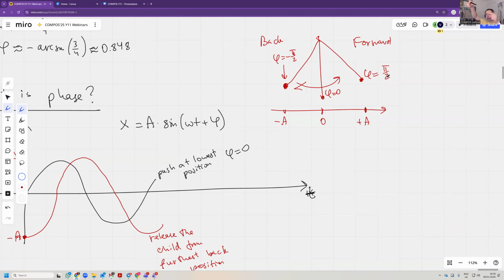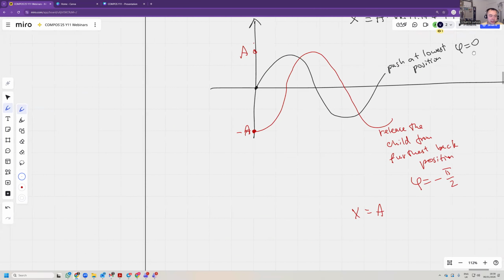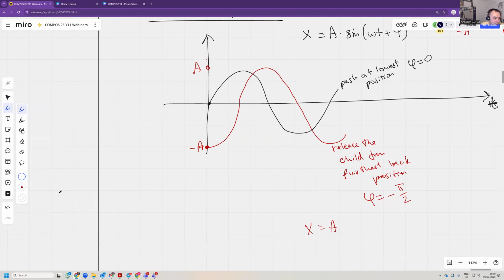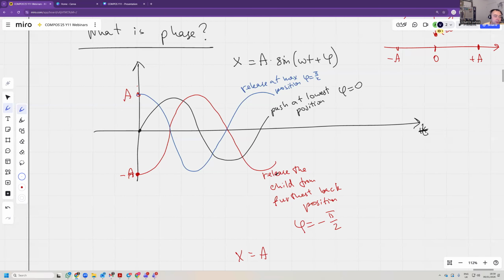So if you start the chart from the furthest forward position, let's see how that looks. It looks like this, right? So release at maximum position. And that means phi is pi over 2. And if you release the child from the lowest position, from the center, but going backwards, that's the fourth possibility. There are infinitely many possibilities, of course, but these are the four simple possibilities.